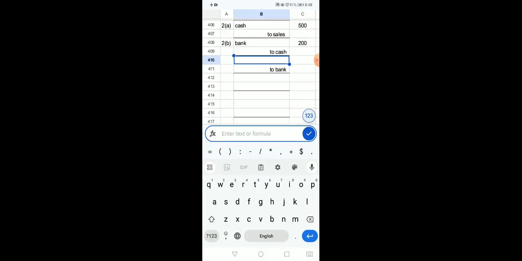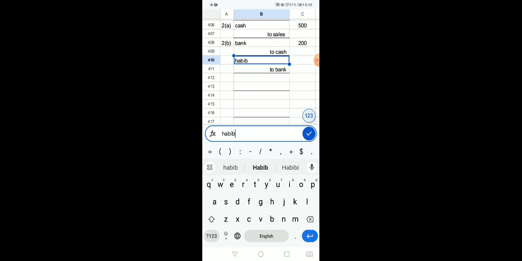What word am I using? Was. He was your account payable, but as you have paid, he is no more your account payable, which means your liability has been decreased. He is no more your liability. When liability has been decreased, it should be mentioned on the debit side.